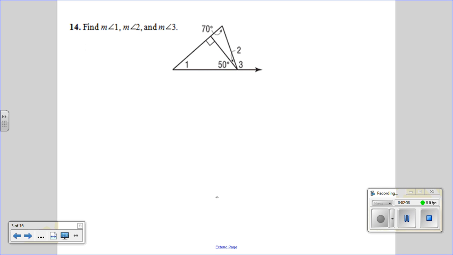On number 14, they would like for us to find the measure of angles 1, 2, and 3. I would first find angle 1 because I know that 1 together with 50 and 90 would make 180. If I already have 90 degrees taken care of, 1 and 50 would need to make 90 more. So the measure of angle 1 plus 50 should be 90. So that means the measure of angle 1 is 40 degrees.